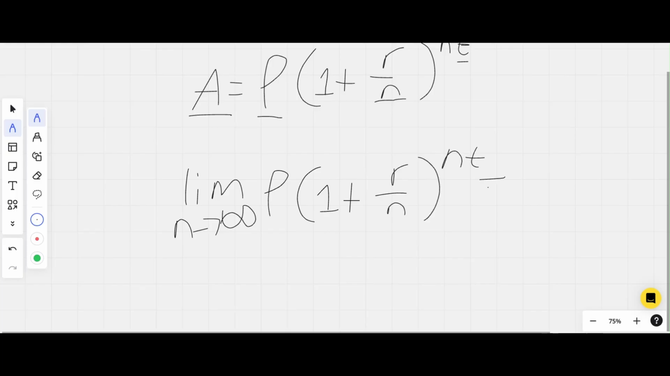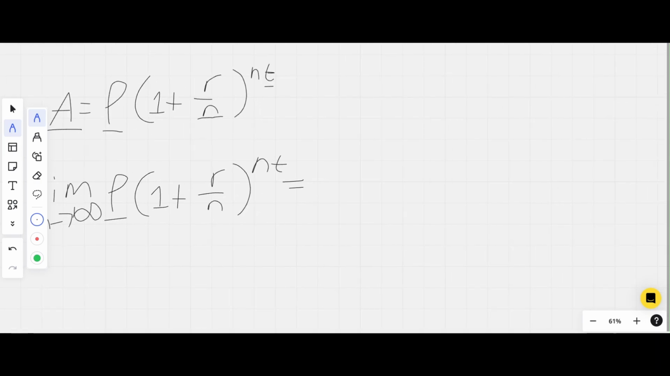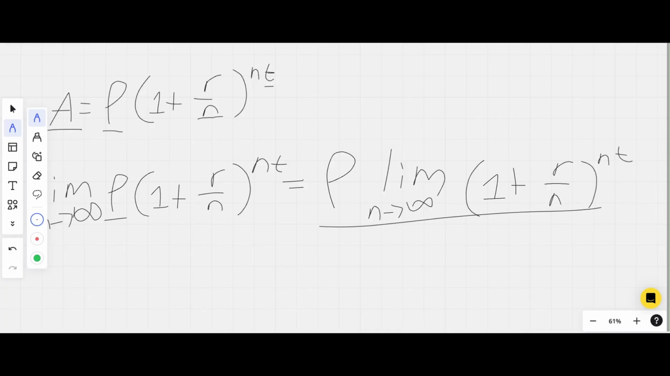We can move P out because it's just a constant and it doesn't affect our limit, so we can just do P times the limit as N approaches infinity of (1 plus R over N) to the power of NT. Okay, cool. So we have this formula.